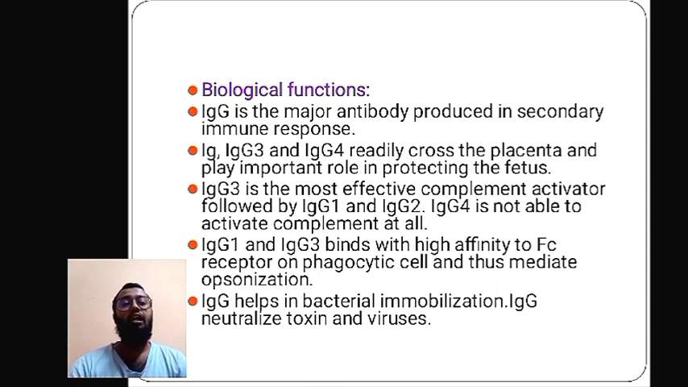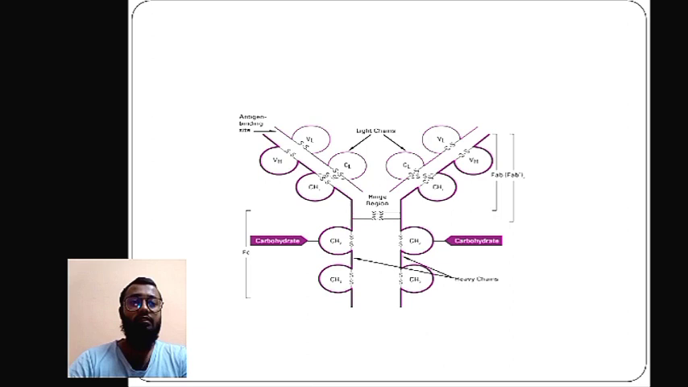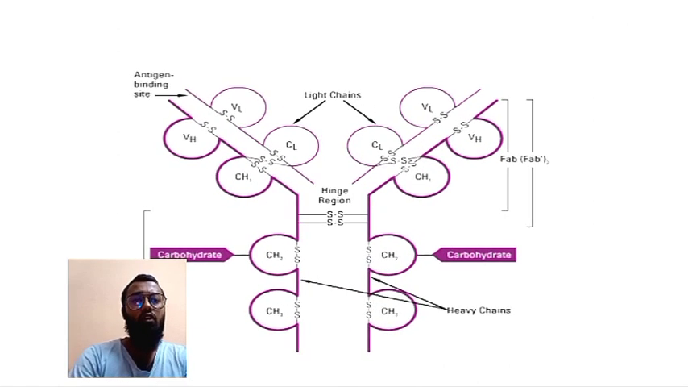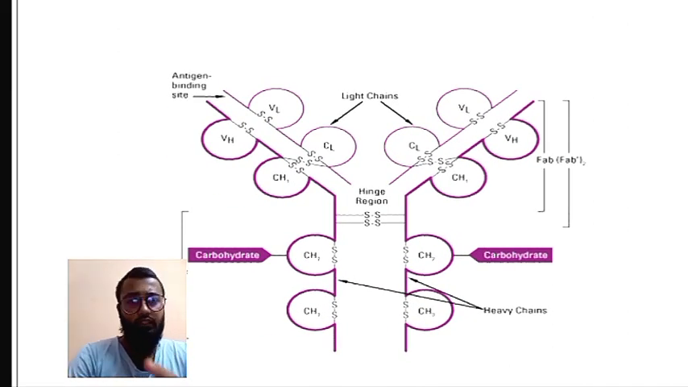IgG helps in bacterial immobilization, and it also neutralizes toxins and viruses. So IgG plays a very important role in the neutralization of toxins and viruses, getting rid of the viruses. This is the structure of IgG, which is monovalent in nature. Remember student, IgG is monovalent, with the same structure as our normal antibody.